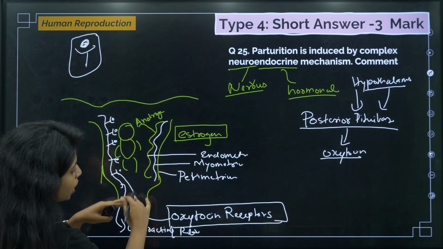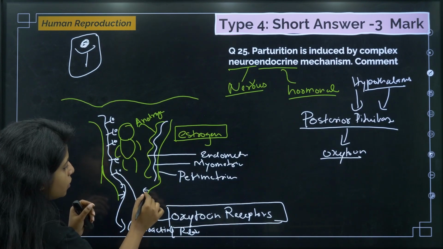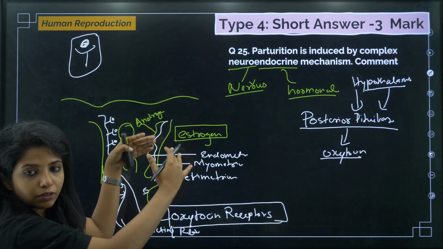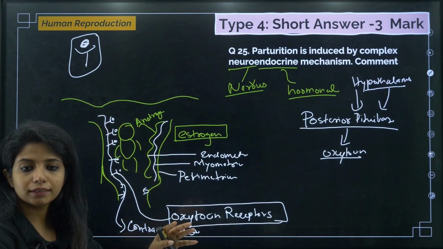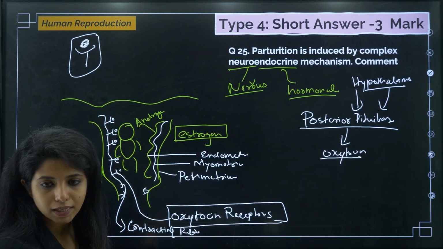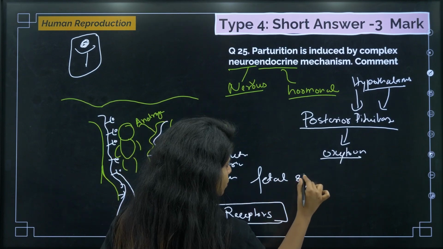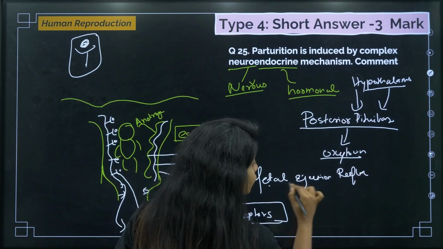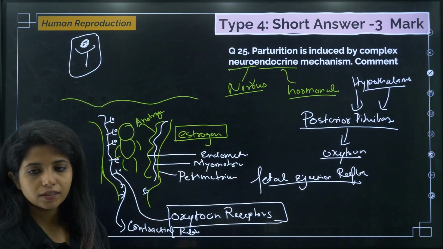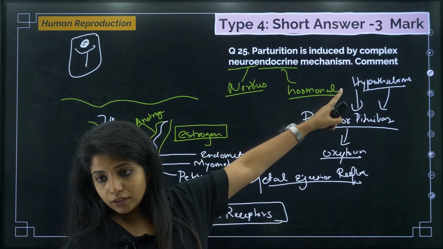Now when it moves down, again it gives signals. There will be other stress signals over here. More oxytocin will be released, more receptors will get activated, and now it will go down like this. This is known as fetal ejection reflex. What do you call this? Fetal ejection, as in you're removing, ejection reflex, which is getting started off from the baby itself, in the fully grown fetus itself.